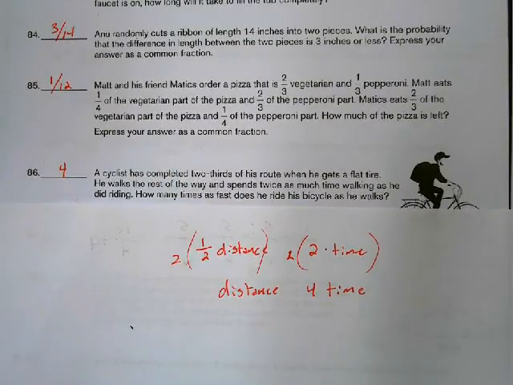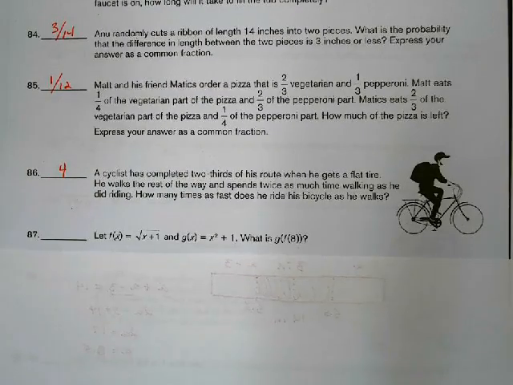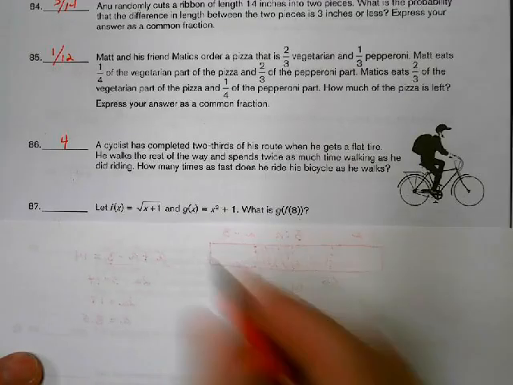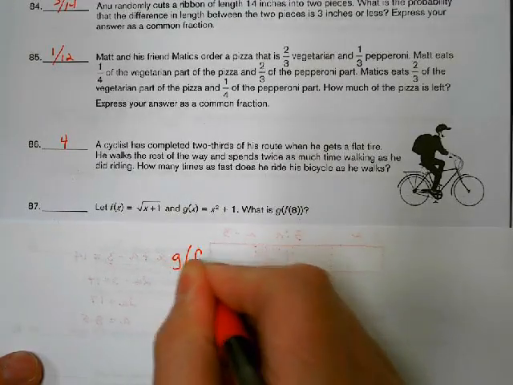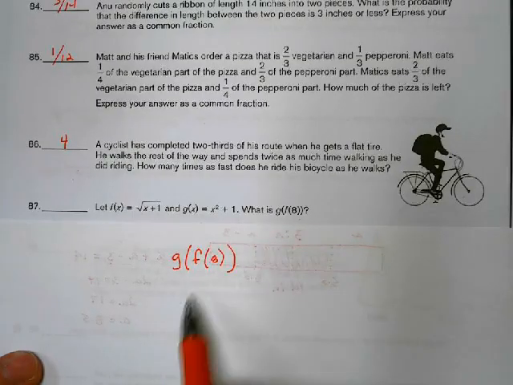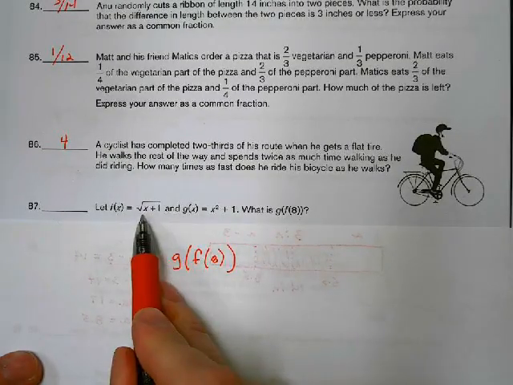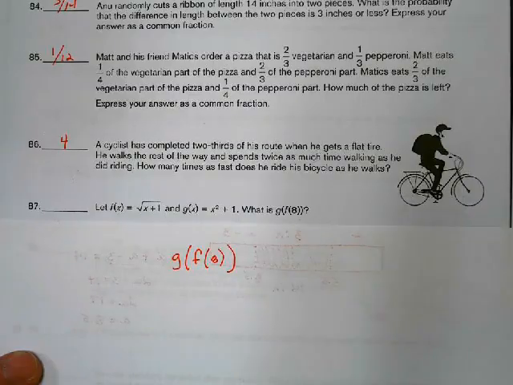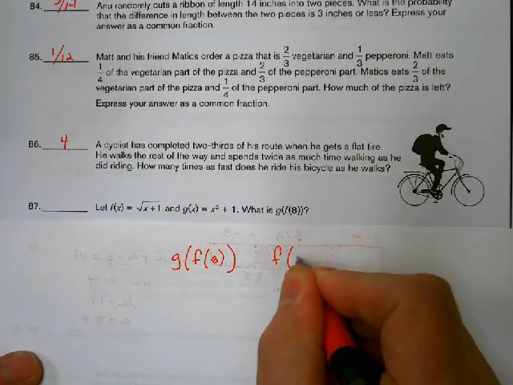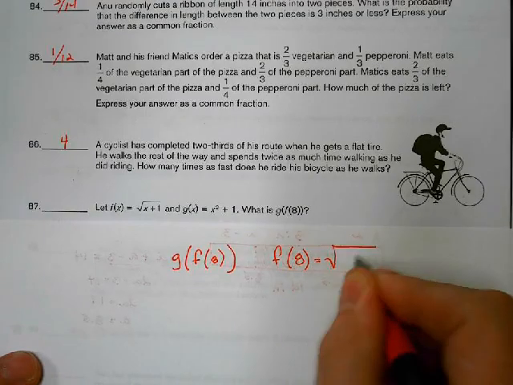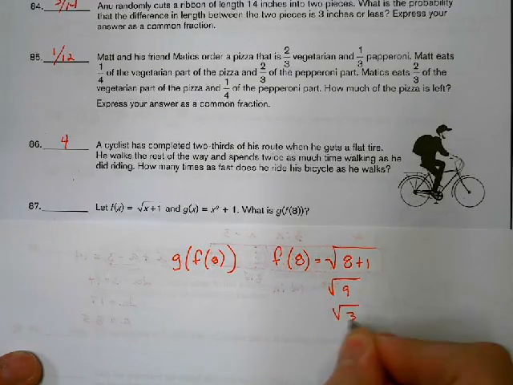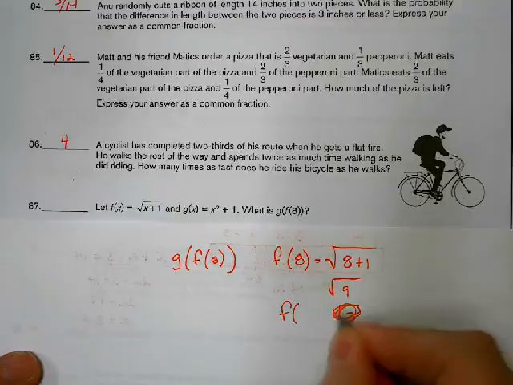Next, let f of x equal the square root of x plus 1 and g of x equal x squared plus 1. What is g of f of 8? All right, so g of f of 8 simply means this. We plug 8 into f of x, get an answer, and whatever answer we get, we plug it into g of x. So let's start by finding f of 8. f of 8 would equal the square root of 8 plus 1, which is the square root of 9, which is 3. So f of 8, not square root of 3, dang it, f of 8 equals 3.